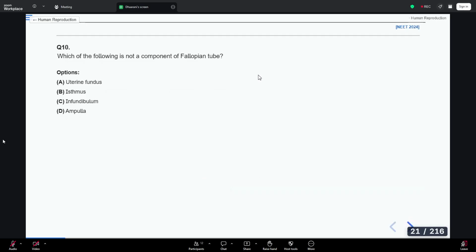Next question. Which of the following is not a component of fallopian tube? Read the question twice. Not a component of fallopian tube. The options are uterine fundus, isthmus, infundibulum, ampulla. Which is not a component of fallopian tube? Okay, everyone is giving option A.